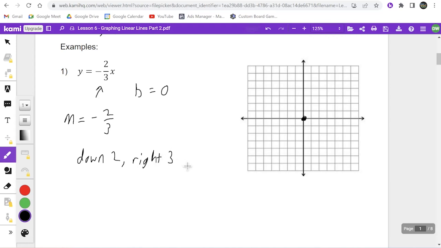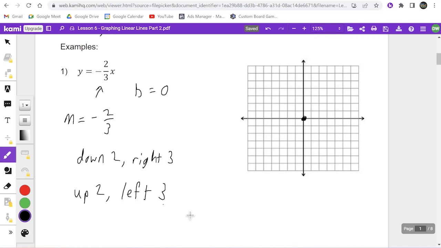You don't want to say down 2, left 3, because that's like a double negative. That's like negative 2 over negative 3. That's not what you want. Just down 2, right 3. Or if you prefer, you can say up 2, left 3. That would work as well. But they can't both be negative. They can't both be down and left together.